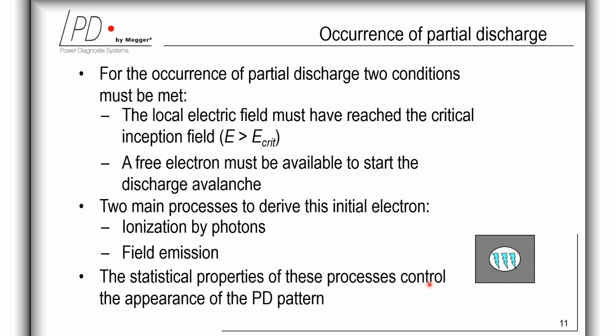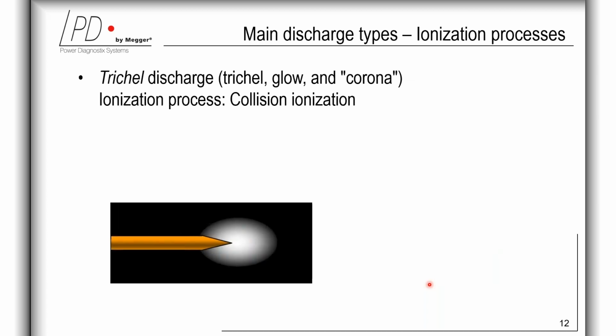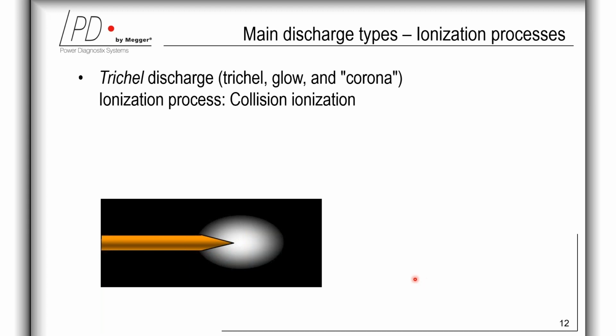The statistical properties of these processes control the appearance of the partial discharge pattern, which is very important concerning the identification and interpretation of the PD activities. The initial discharge mechanism, having only the collision ionization and no space charges involved, is called Townsend discharge. In practical life, the plain Townsend mechanism concerns the so-called Trichel discharge, as it occurs initially at sharp points in the negative half cycle. Generally, the Townsend discharge principle applies to small discharge magnitudes up to approximately 10 picocoulombs only.